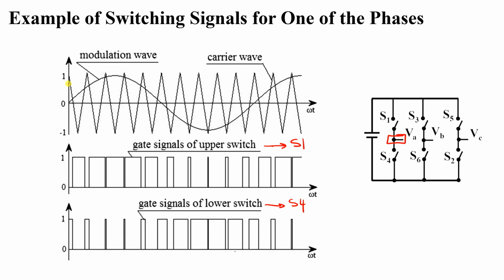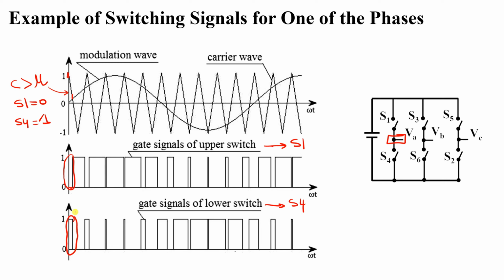Look carefully here. For example, between here and this point, you will see in this region that the carrier wave is greater than the modulating wave. So in this case, S1 will be equal to 0, which translates to S4 being 1, the complementary, as we learned before. So the upper switch S1 in this region is translated into 0 value. On the other hand, S4 will be the complementary. It will be 1.